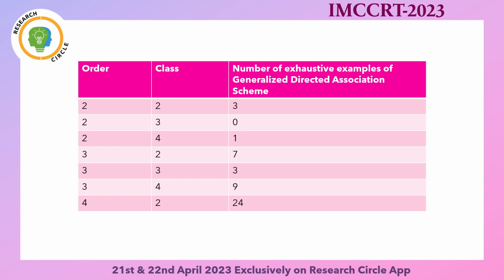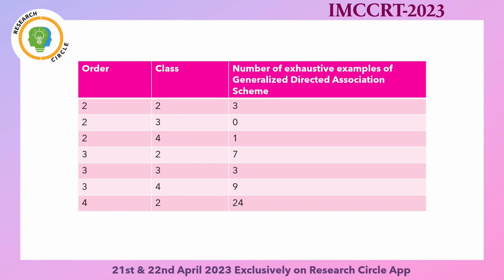Now this slide gives the details of the exhaustive examples of generalized directed association schemes of orders 2, 3 and 4 up to classes 4, 4 and 2 respectively. Till date, no exhaustive examples of generalized directed association schemes have been generated. So this work is new in that direction. Let me also mention one more thing, that beyond order 3 class 4 and order 4 class 2, outputs could not be generated even after running the code for 1 week on a supercomputer.